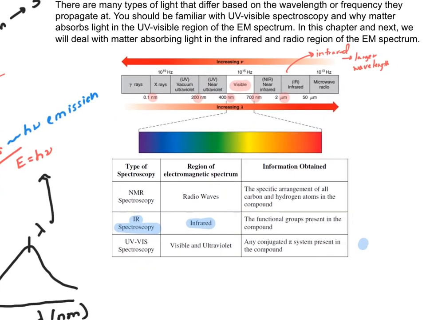What is that going to tell you about energy relative to UV visible? Larger wavelength, what is the relationship between energy and wavelength? It's directly proportional. Oh, that's right, I'm sorry, it's an inverse proportion. So in this infrared region, we're looking at a larger wavelength compared to visible, and we're also looking at a smaller energy.